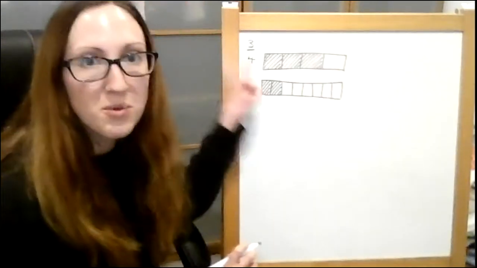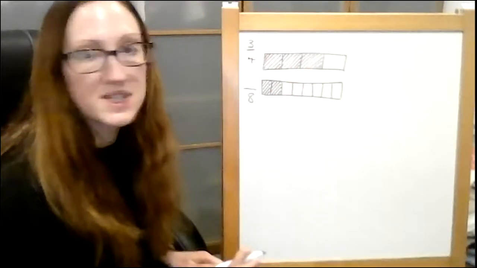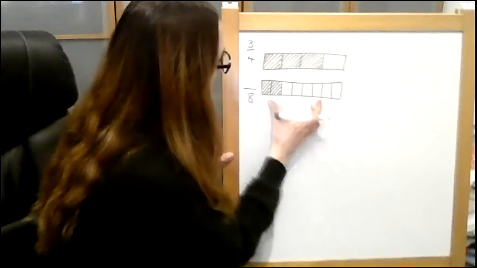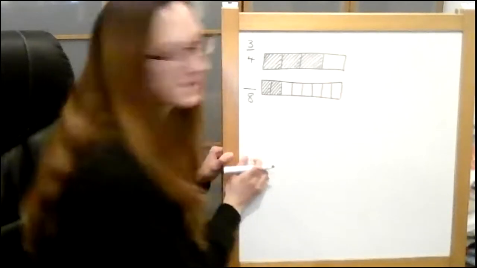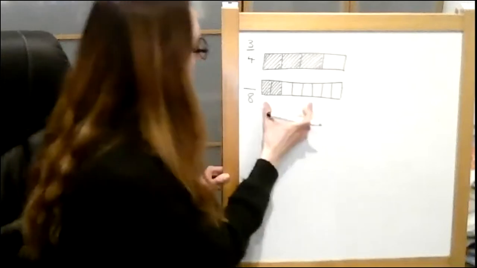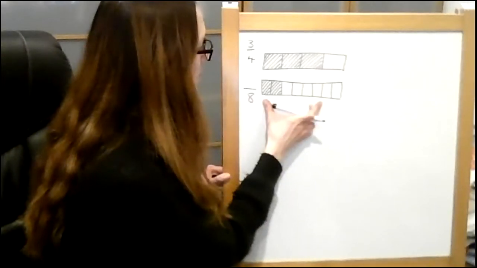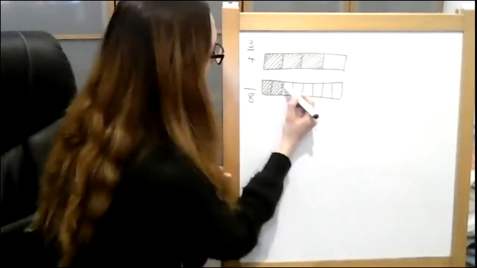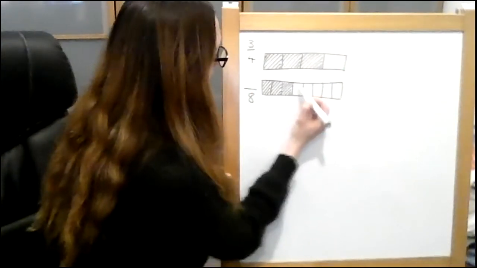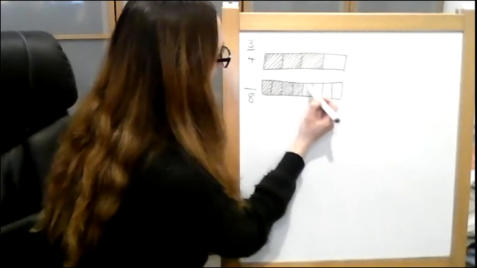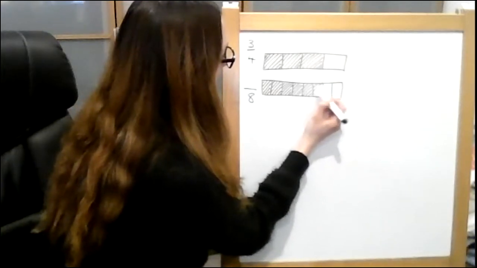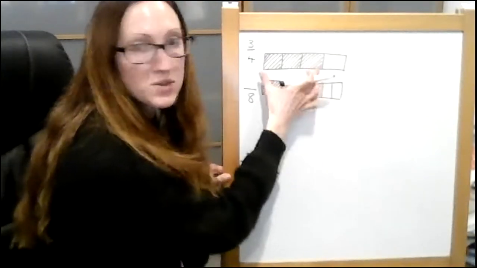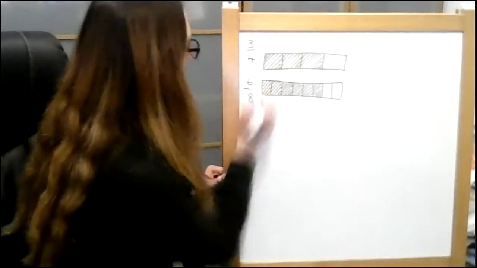Okay, so we've marked 3 out of our 4 quarters here, 3/4. And so now I need to see how many quarters are the same as my eighths here. How many eighths are the same as 3/4? Now I can see, because I've drawn out equally, that it is 3, 4, 5, 6 eighths are equal to 3/4. So I can write my 6 in here.